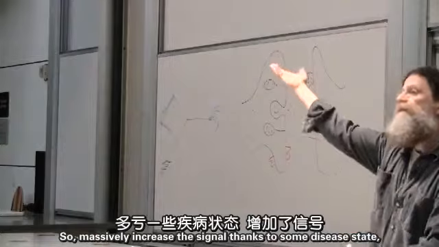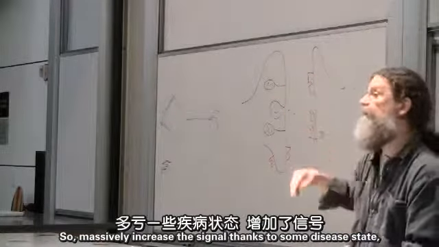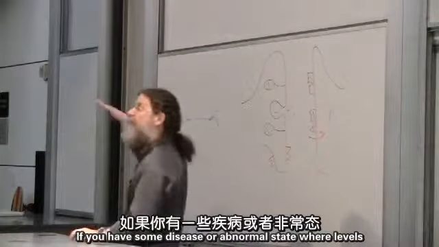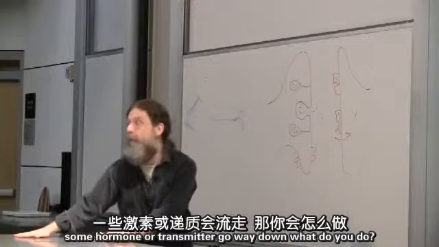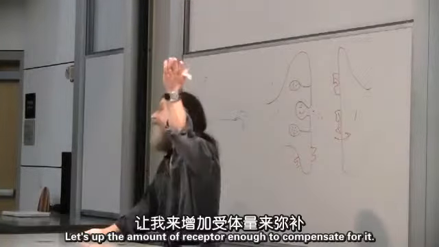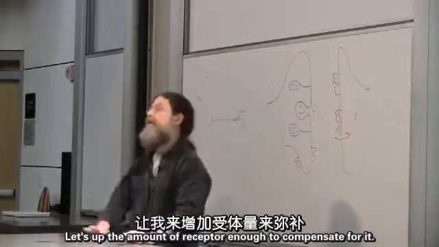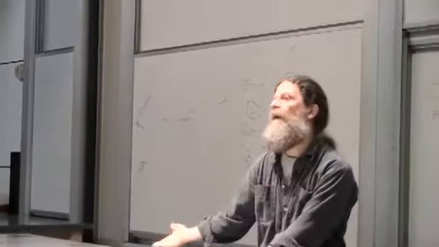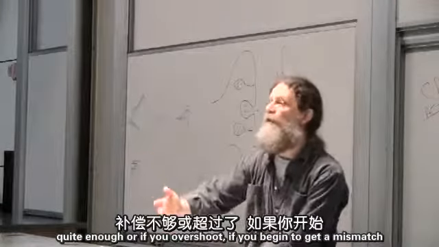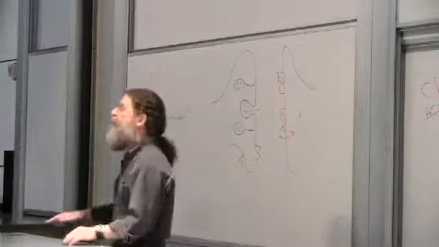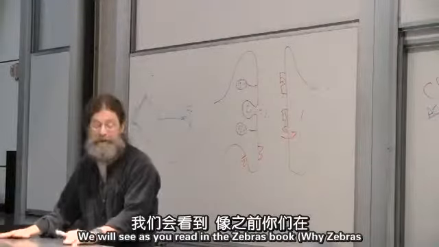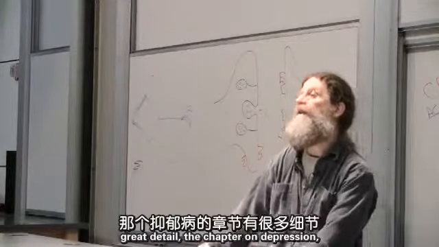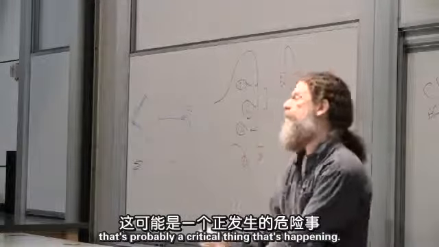You can see in a rough way that's going to compensate. So you massively increase the signal thanks to some disease state, something weird going on, and you do a compensatory decrease. Have some disease or abnormal state where levels of some hormone or neurotransmitter go way down. What do we do? Let's up the amount of receptor enough to compensate for it. That's great. Where problems occur is if you don't compensate quite enough, or if you overshoot, if you begin to get a mismatch, and that's where you get problems. We will see, as you read in the Zebra's book, with hopefully great detail, in the chapter on depression, that's probably a critical thing that's happening.